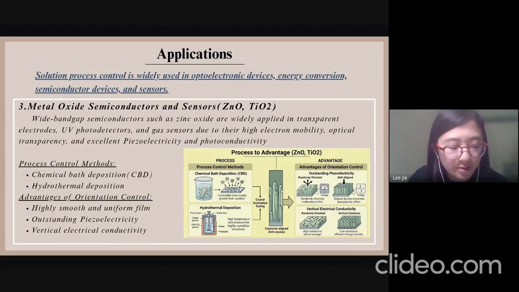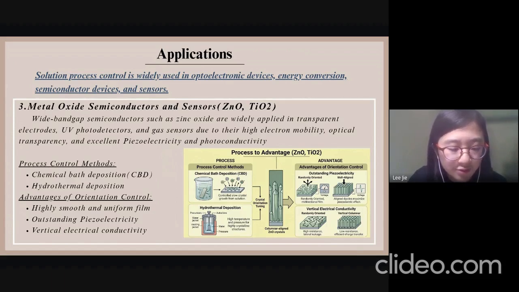Metal oxide semiconductor and sensor. Wide bandgap semiconductors, such as zinc oxide, are widely applied in transparent electrodes, UV photodetectors, and gas sensors due to their high electron mobility, optical transparency, and excellent piezoelectricity and photoconductivity. Process control method.